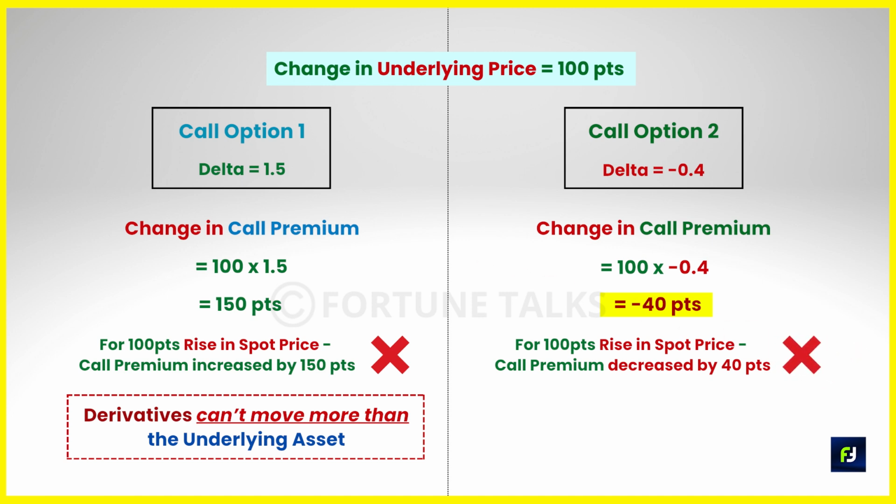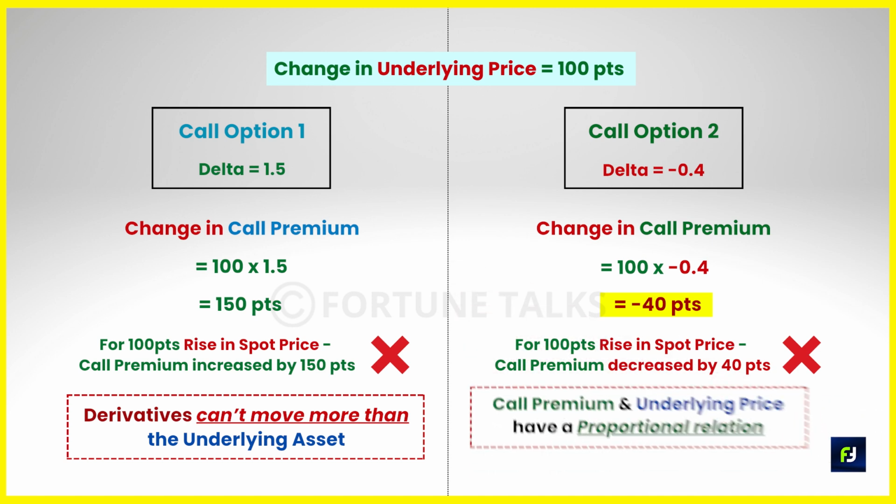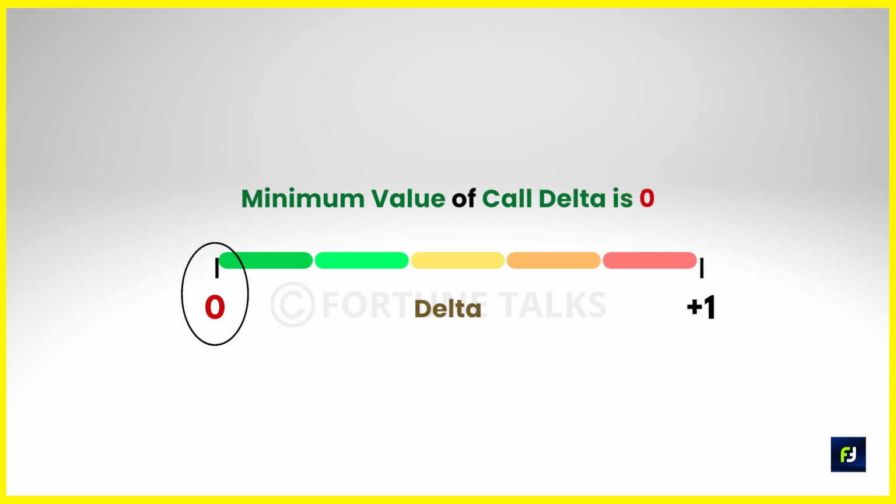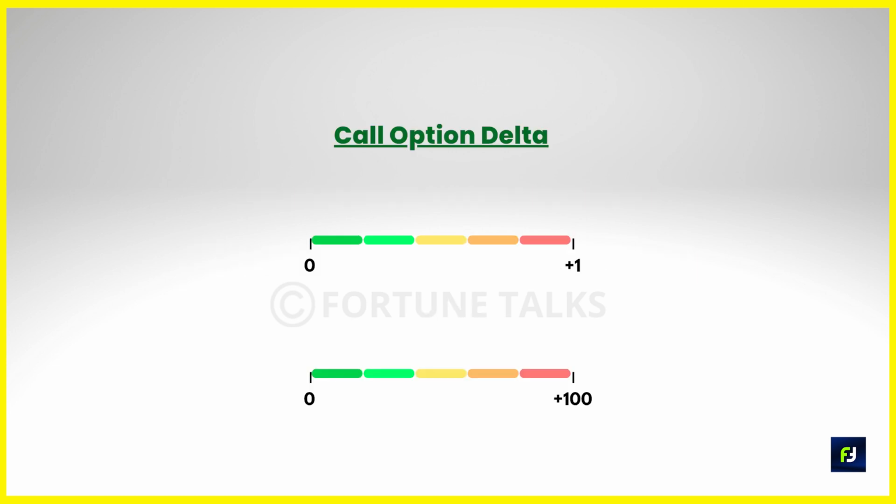This is against what we have learned about the proportional behavior of the underlying and a call option. A call option will always move in line with the underlying asset. Therefore, the minimum value of call option delta is equal to 0, suggesting no change in the call option premiums for a change in the underlying. Anything below 0 doesn't really make any sense. This is the reason why the delta of a call option is fixed to a minimum value of 0. I hope things are making sense.